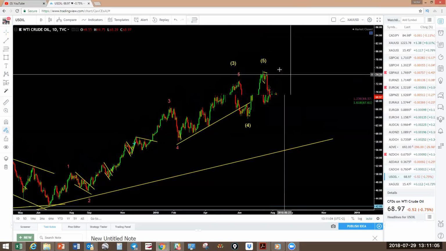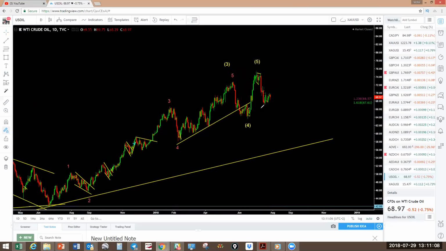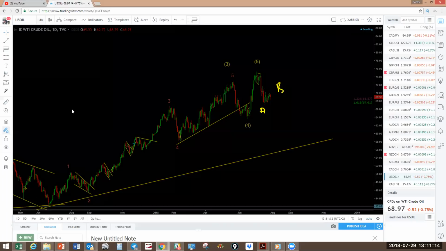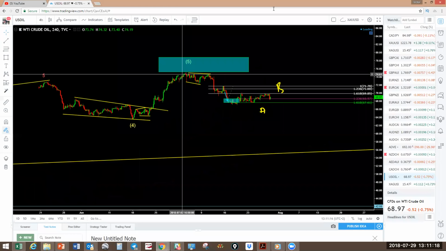Okay, that's 3, 4, and 5. So that 5 is coming down in 5 waves, and this looks like an A move, and we are busy building a B. Let's look on the 4-hour and see how that B looks. It's clear.